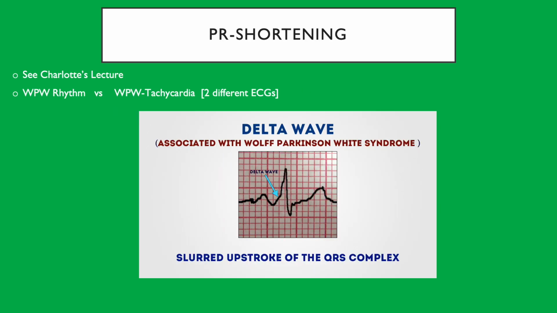There is also PR shortening, but we don't have time to talk about it, but it's an important disease, the Wolff-Parkinson-White syndrome. Just make sure that it's 2 ECGs. There is the Wolff-Parkinson-White rhythm and the Wolff-Parkinson-White tachycardia. Okay, it's 2 different ECGs. When you study it, don't confuse it. Know that Wolff-Parkinson-White means 2 ECGs, not just 1. Okay? You can watch the lecture of Charlotte, it's explaining it as well.